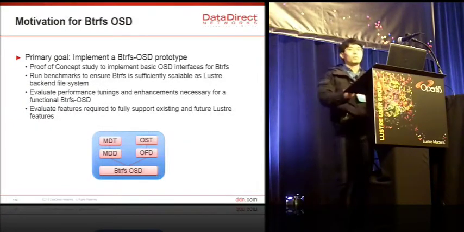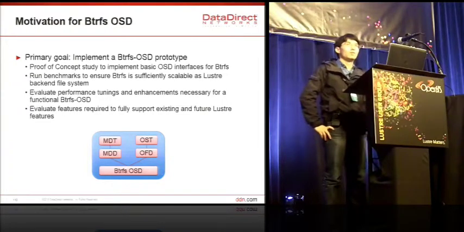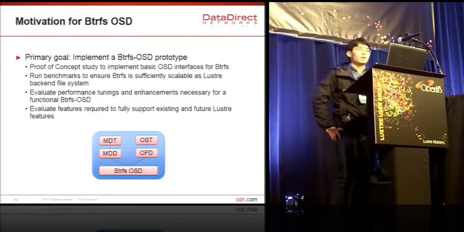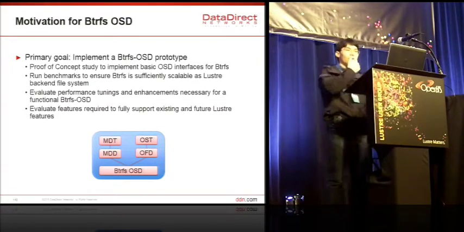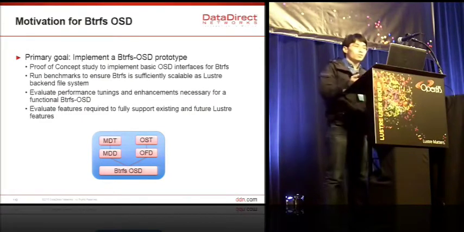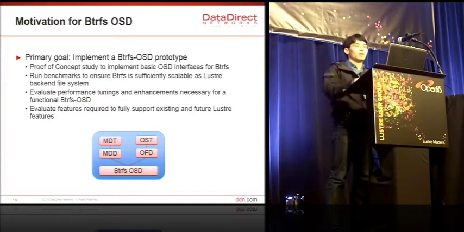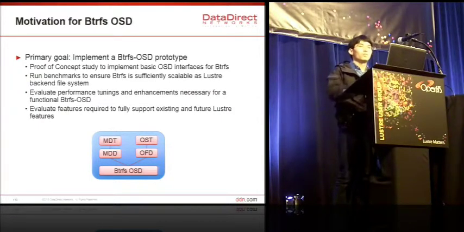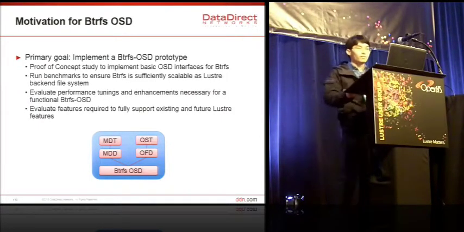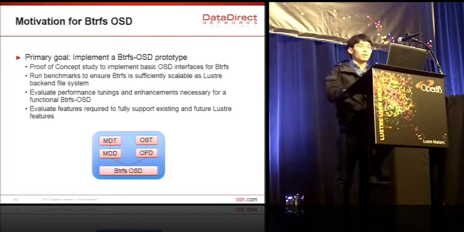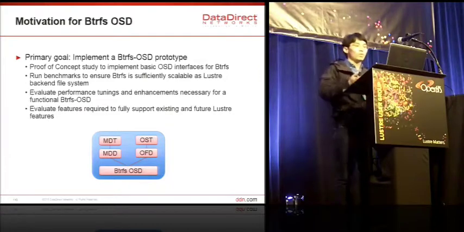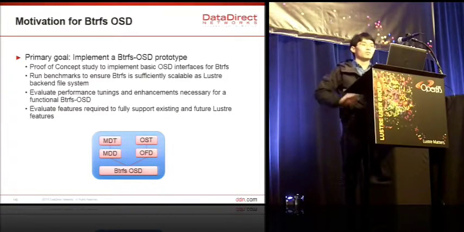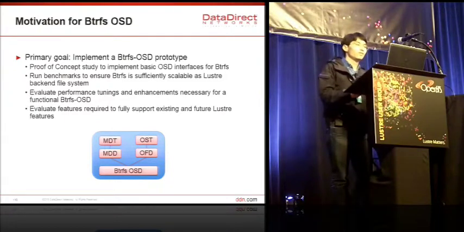Okay, we have been working on Btrfs OSD for almost 4 months, and our primary goal is to implement a Btrfs OSD prototype. So we want to make sure what we need to do to implement Btrfs OSD. We need to ensure Btrfs is scalable enough. We need to learn what we need to do to improve the performance of Btrfs OSD, and we need to learn what features we need to implement to support existing and future Lustre features.